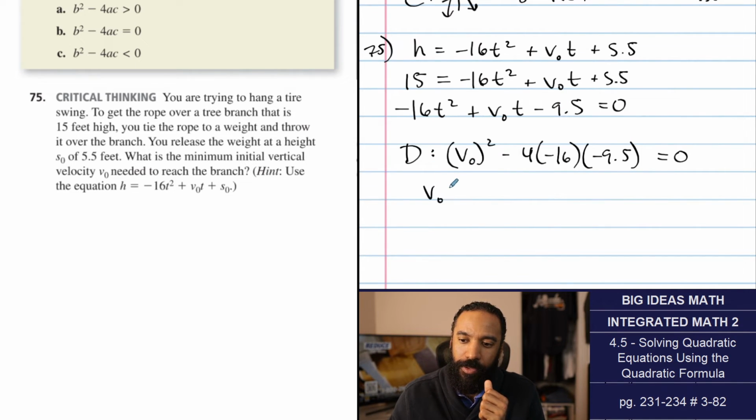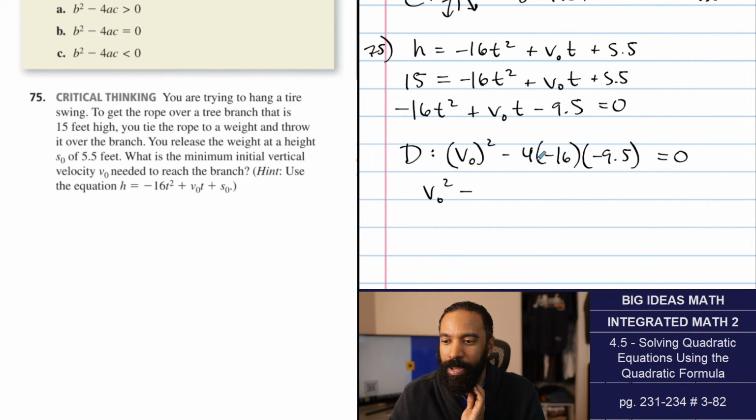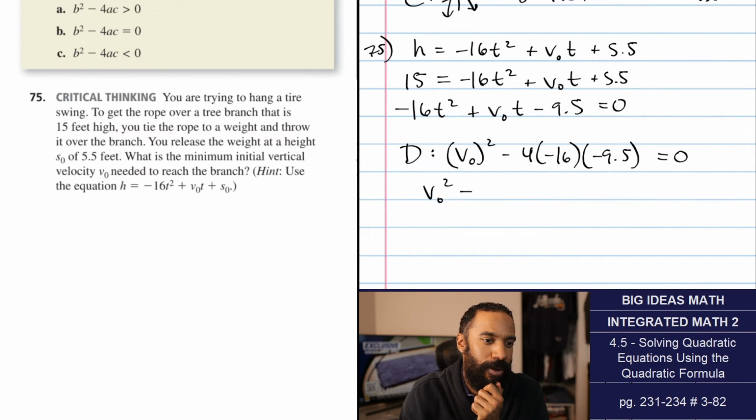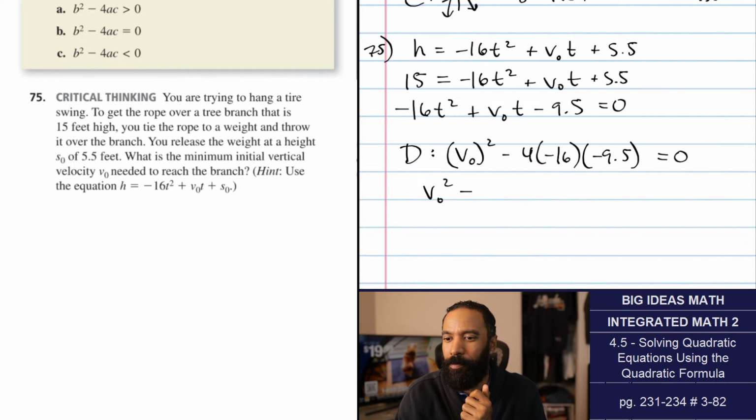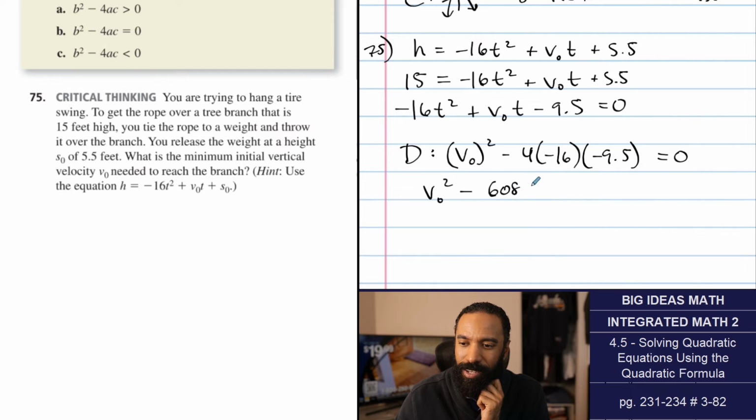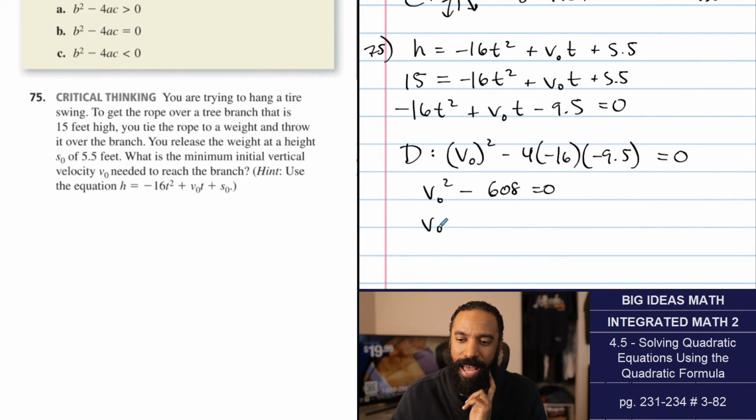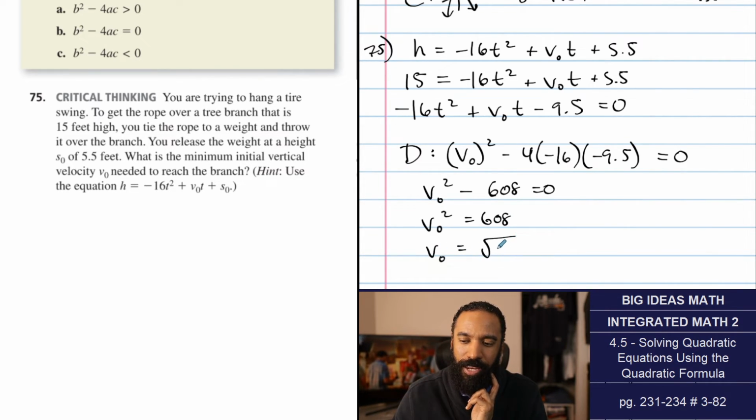So I'm going to solve using square roots. So v naught squared minus a negative, minus the opposite of a negative is plus. So 64 times 9.5. Isn't that 608? Let's say 9.5, 608. Minus 608 equals 0. We're going to add 608 to both sides, and we'll take the square root of both sides. So v naught equals the square root of 608. No plus or minus. We're not throwing it downward. We're only throwing it upward.